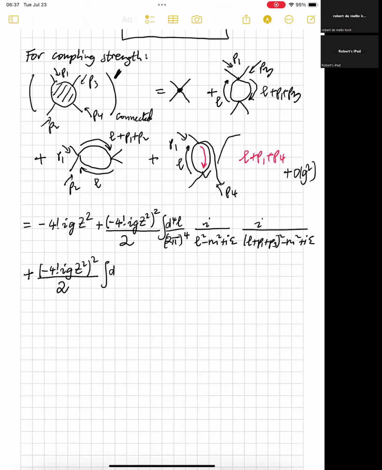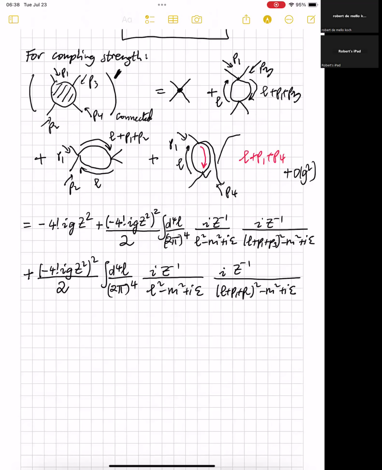Then we need to integrate over the loop momentum. So this will be d4L over 2 pi to the 4. And then for the first line, we've got, oh, sorry, guys, you shouldn't forget the Z inverses associated to the propagators. So we'll have i Z inverse over L squared minus M squared plus i epsilon, and then i Z inverse over L plus P1 plus P2 squared minus M squared plus i epsilon. Great. And now we only have one more diagram to do. We will continue in a moment.